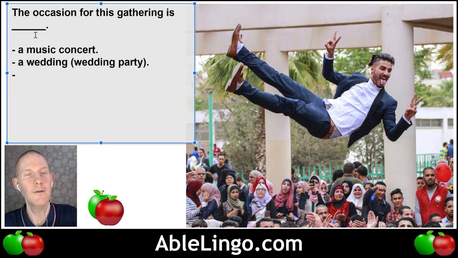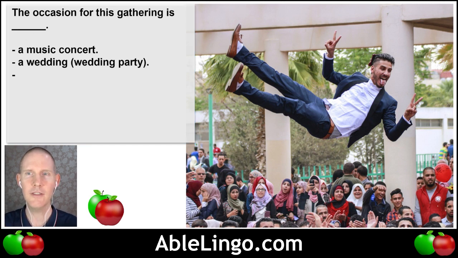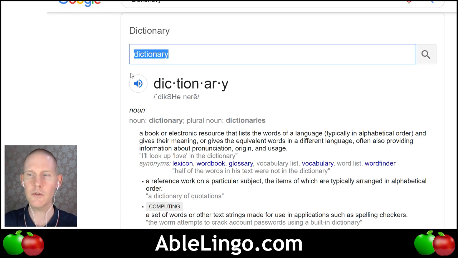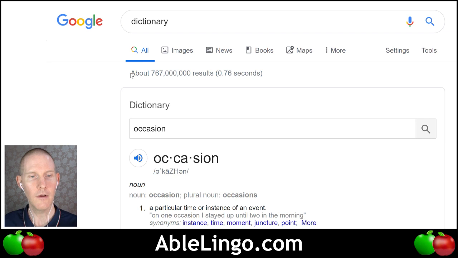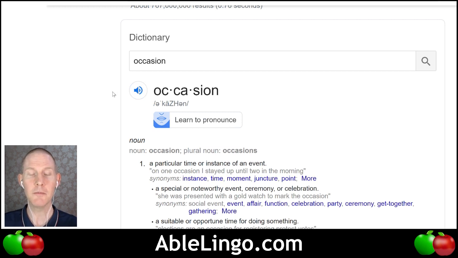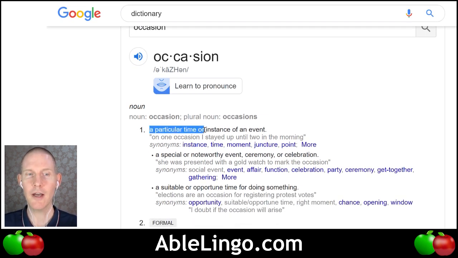Well, the situation, we're talking about the circumstances, what's happening, what's going on. The occasion is more like the event, the moment. But let's see. All right, since we have a dictionary, why don't we look them up? We'll use Google and they will help us. So it's occasion and situation. First, we'll look up occasion. Here you go. Let's hear their pronunciation. Occasion. Occasion. Occasion. Okay. So a particular time or instance of an event. So it's a specific time, a moment in time. Synonyms: instance, time, moment, juncture, point.